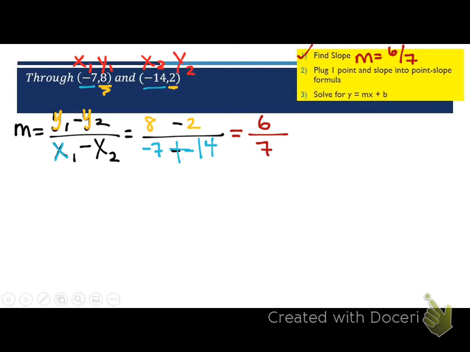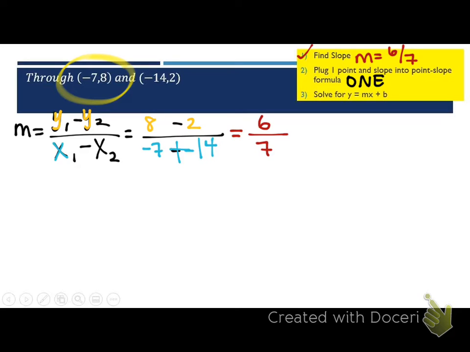From there, we're going to plug in. Notice how I put 1 point, and especially when it was the previous page, I put 1 in all caps. It's because how many points are we given? 2. You can only plug in 1 point. You pick either one. I always pick the smaller numbers. So which one do we want to use? Sorry, the first one. So we're going to plug in (negative 7, 8). However, if you plug in (negative 14, 2), you're going to get the same answer. Your numbers will get bigger, and then they'll get smaller, and they'll end up being the same.